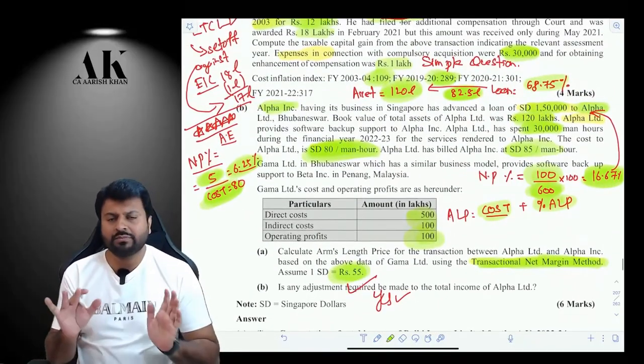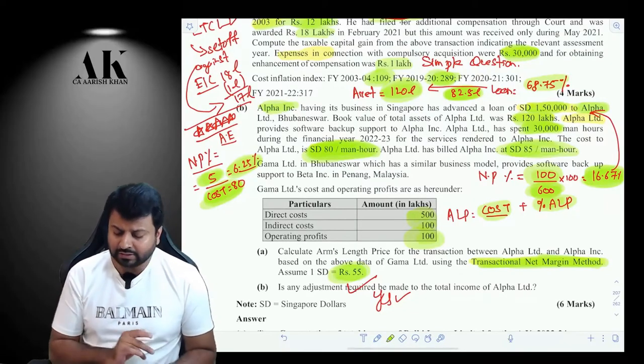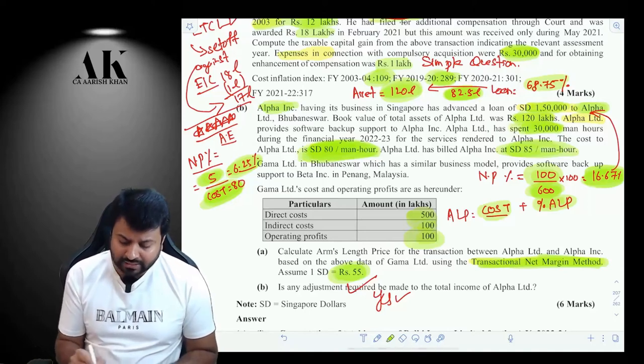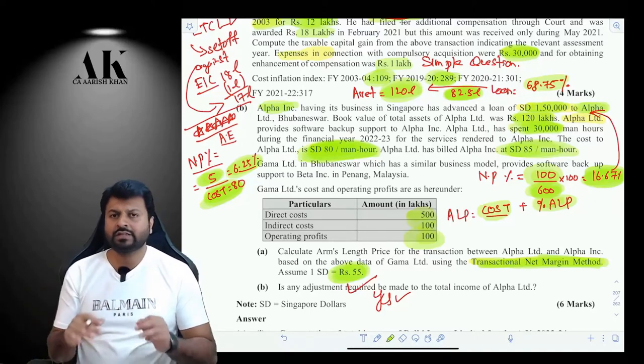Okay, the most important thing over here was to compute the margin. That's it. Once you get that margin, then you will apply that margin on what? On your cost. So your cost is what? 80 into what? 30,000 hours into what? Into 55 rupees per, and then on that you will apply what? 16.67 margin, you will get your arm's length price.